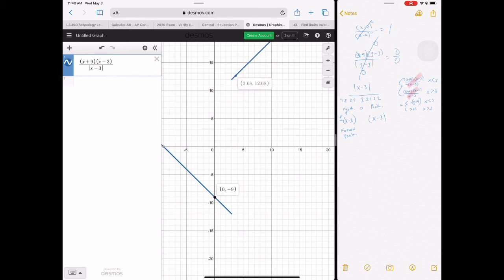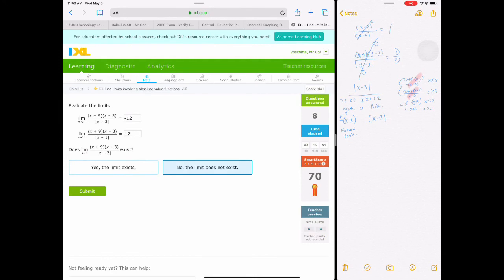On the right side, we're at 12.6, 12.5, 12.4, getting close. As we get closer to 3 from the right side, it looks like it's going to be 12 also. But this time it's going to be positive. So do they agree? Nope. The limit does not exist.